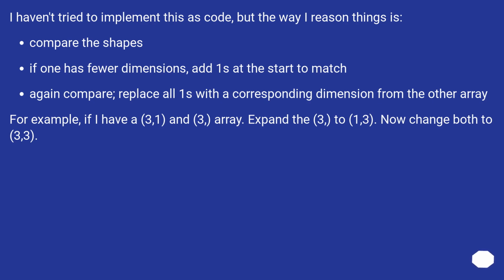I haven't tried to implement this as code, but the way I reason things is: compare the shapes. If one has fewer dimensions, add ones at the start to match. Again compare, replace all ones with a corresponding dimension from the other array. For example, if I have a 3,1 and 3 array, expand the 3 to 1,3. Now change both to 3,3.